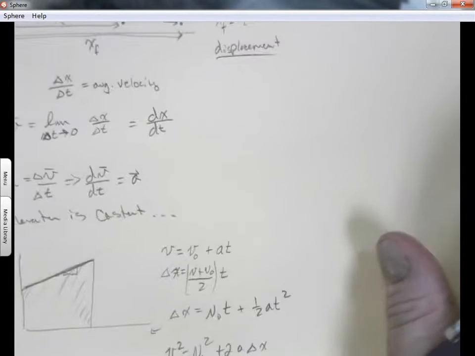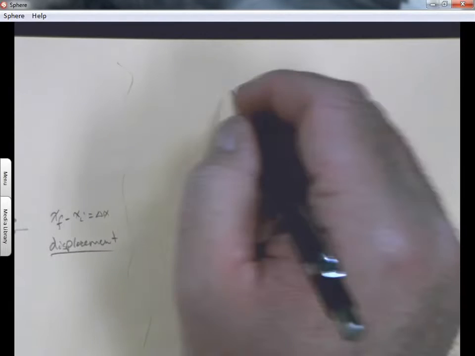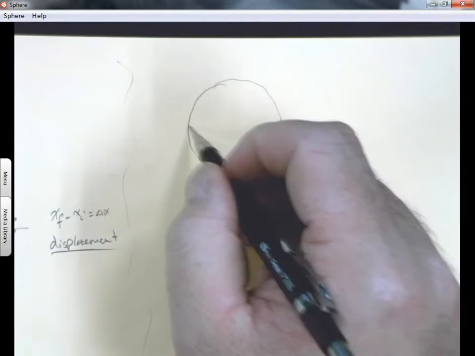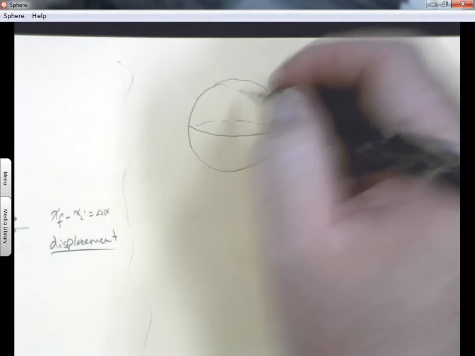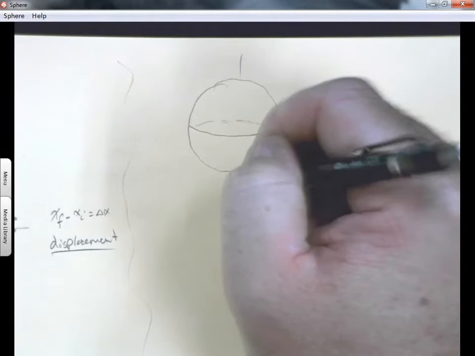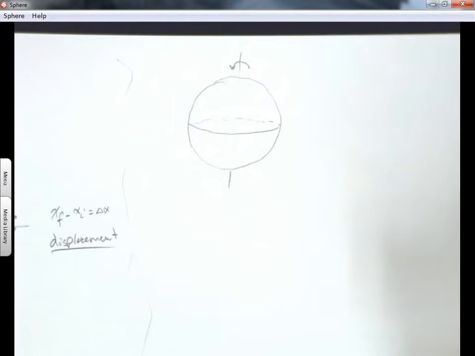This works because we can represent our objects as dots, but when we get into rotational kinematics, we can't do that anymore. So let's give an example here. If we have a rotating object like so, and this is going to spin on its axis here, so it's going to spin this way.